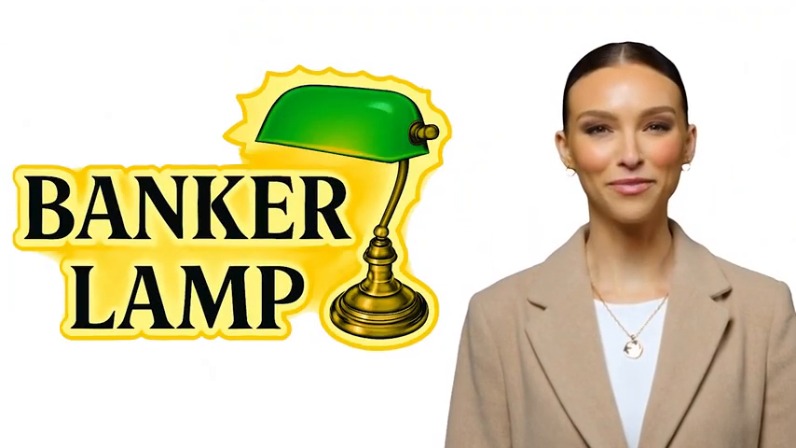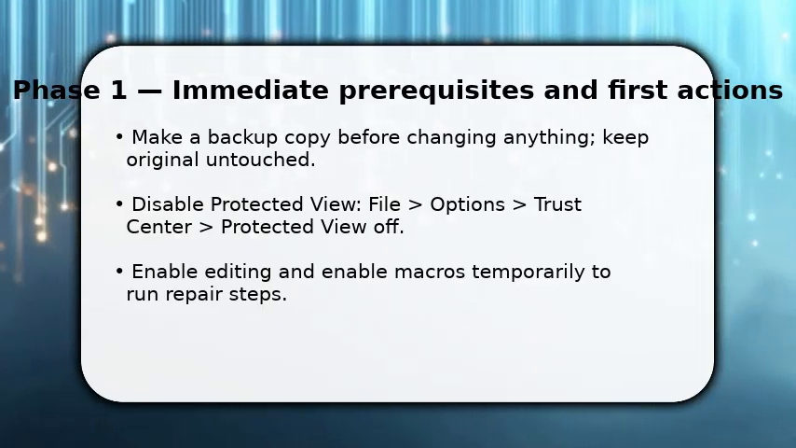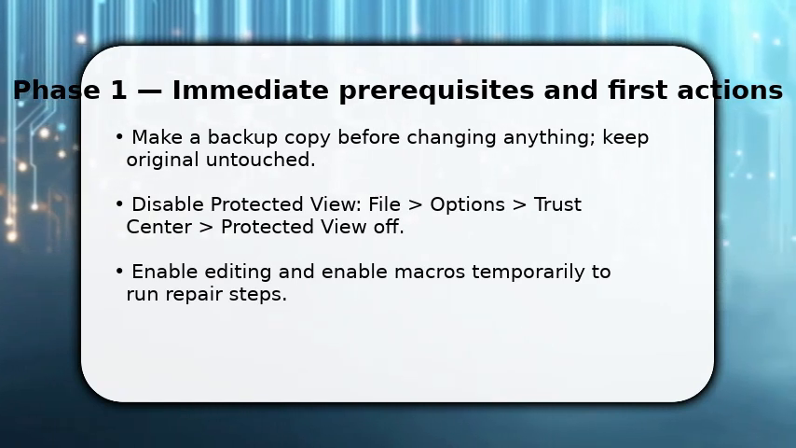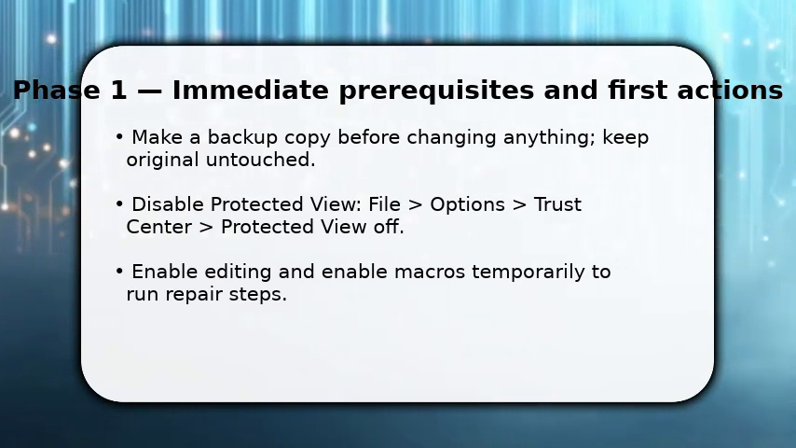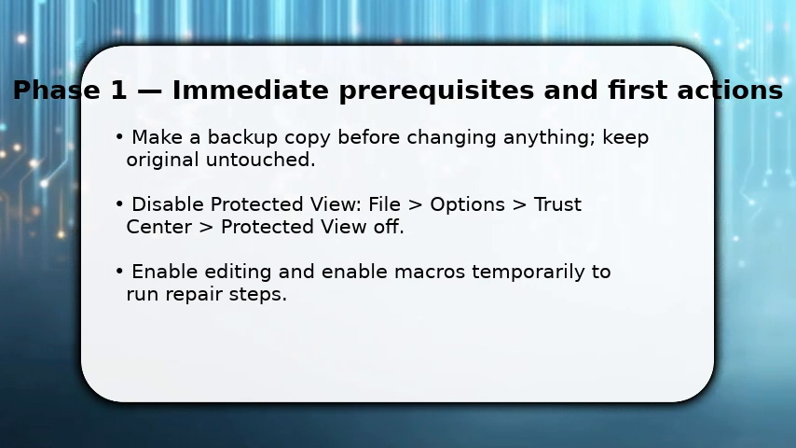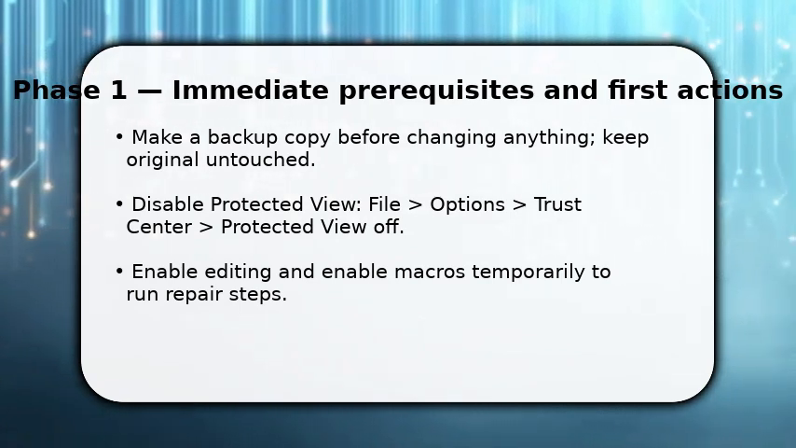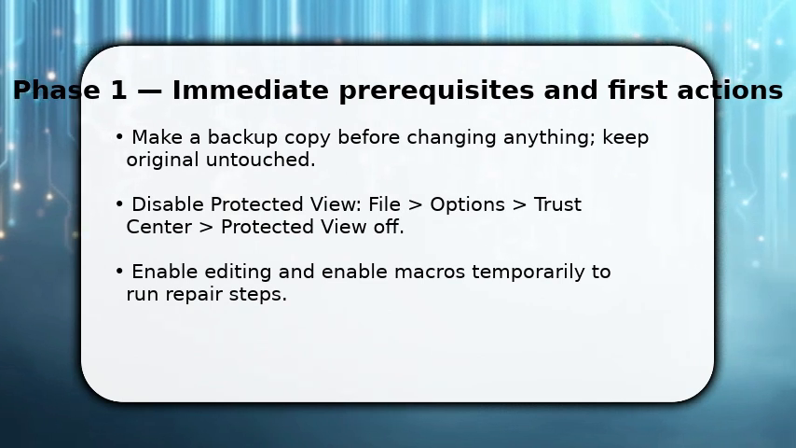You start by making a backup copy. Do this now so you can revert. Once backed up, disable Protected View quickly. File, Options, Trust Center, Protected View off, then open the copy and click Enable Editing.